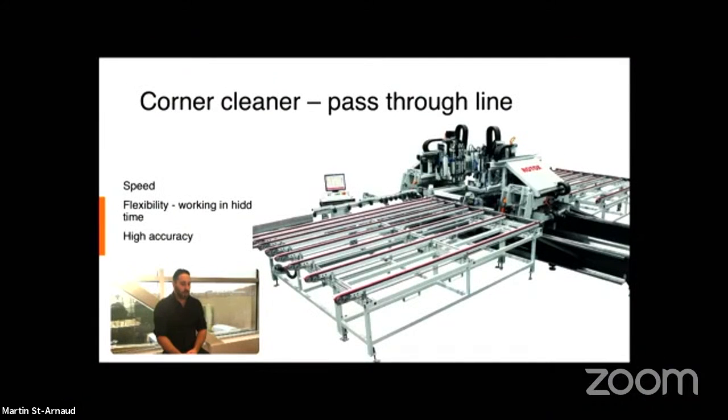Then if you're looking at a pass-through line, you're going to be looking at pass-through corner cleaners. The biggest advantage of a pass-through corner cleaner obviously is going to be speed. You're working at the same speed rate as a high-speed welder, so you're going to be looking at somewhere around a minute cycle for all 4 corners. And you're going to be able to integrate a lot of manufacturing at the same time. So you would not have to be choosing between casement sash or hung and slider sashes.